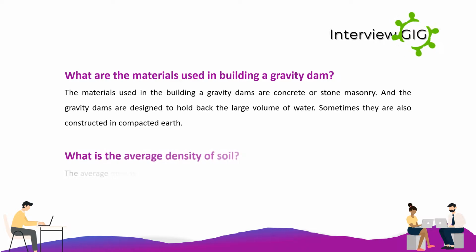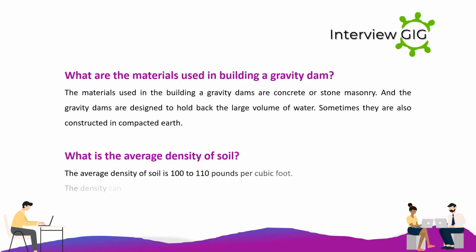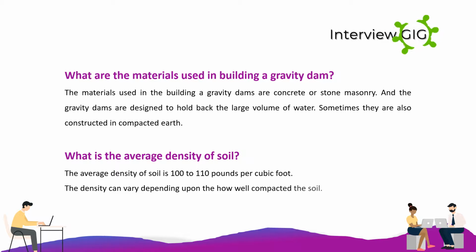What is the average density of soil? The average density of soil is 100 to 110 pounds per cubic foot. The density can vary depending upon how well compacted the soil is.